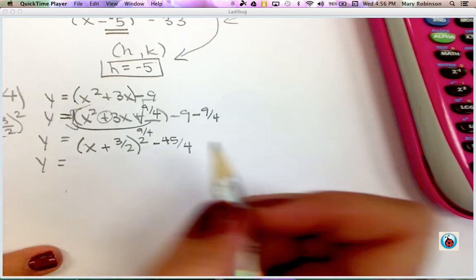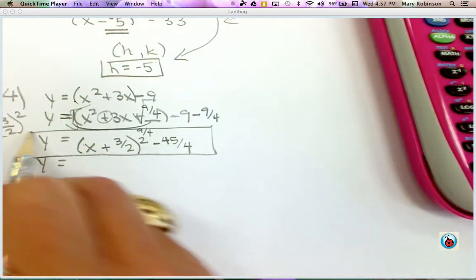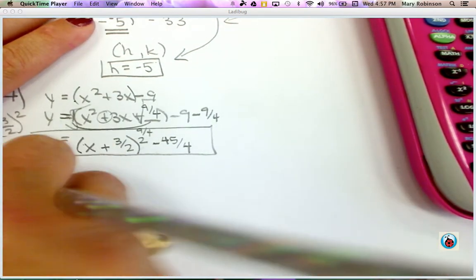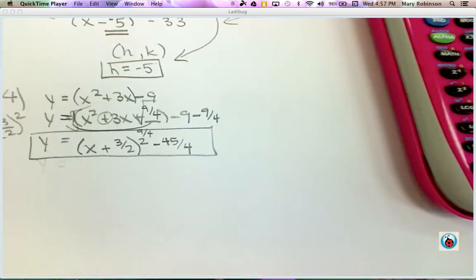So all we had to do is put it in vertex form. We're actually done at this step. Didn't even need another step. All done. So vertex form.